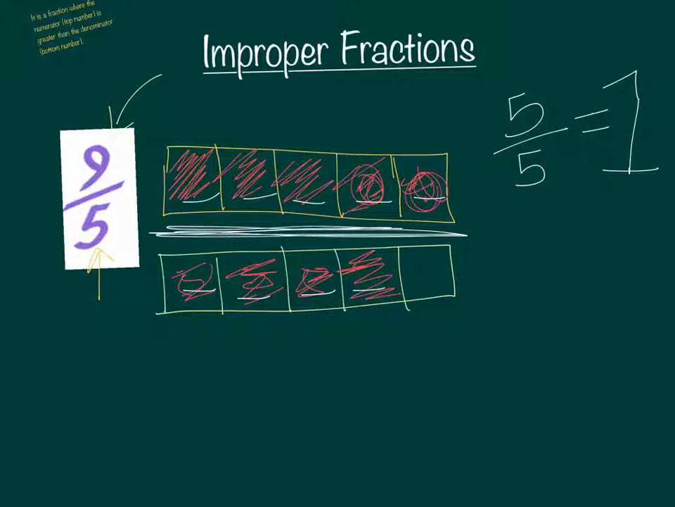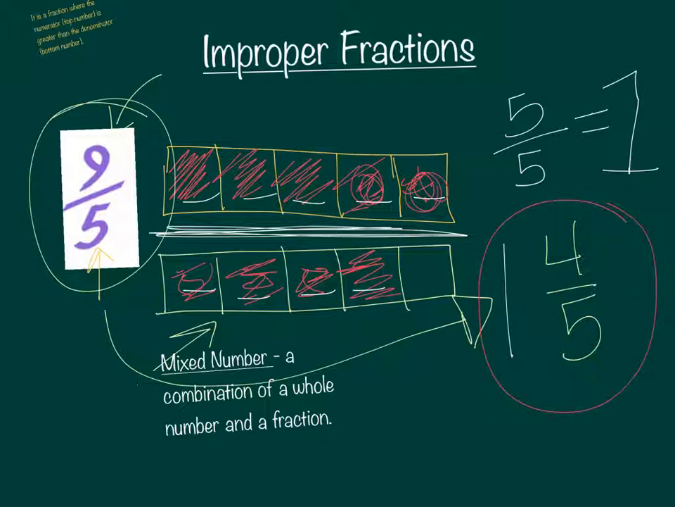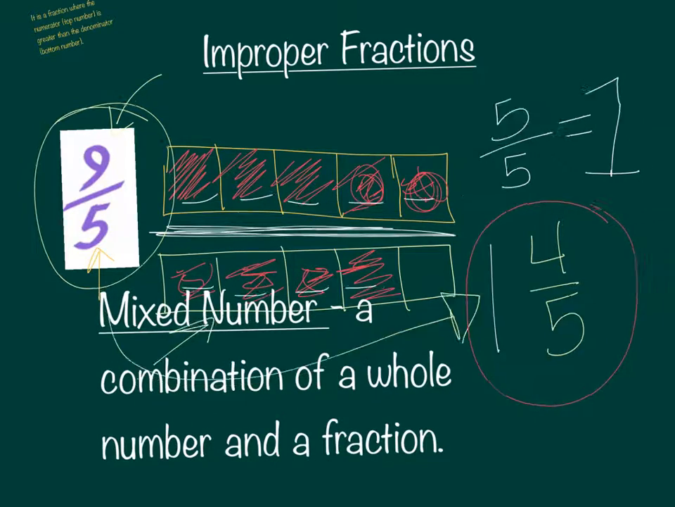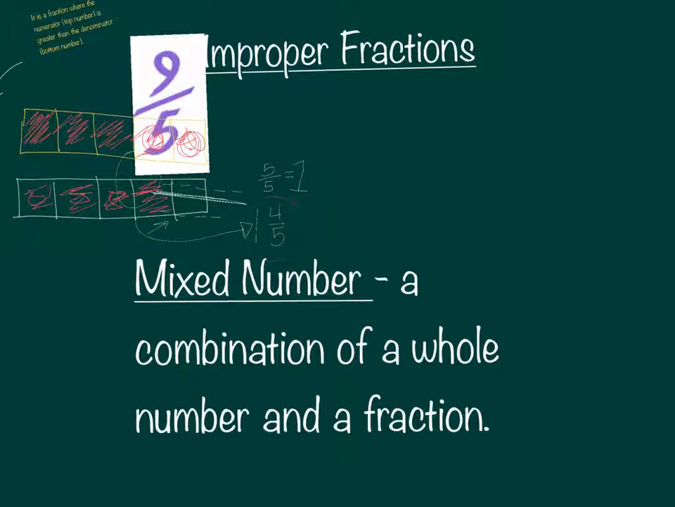So far, looking at this, I have 1, and what would this fraction be? Good job. 4/5. So my improper fraction of 9/5 turns into 1 4/5 when I show it as a model, because I had to draw enough fifths to color in 9. So let's go ahead and define mixed number. A mixed number is a combination of a whole number and a fraction. Let's put this in our math journals.